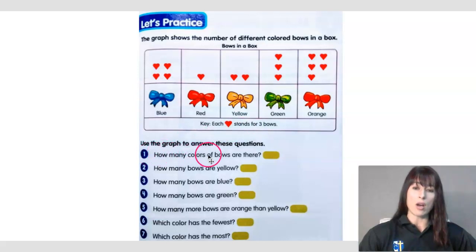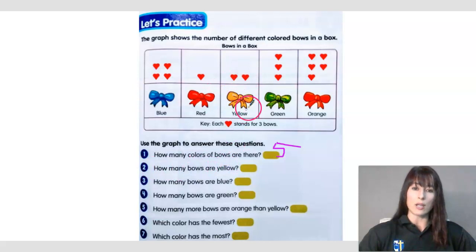Number 1, how many colors of bows are there? Okay, how many colors? Well, we have 1, 2, 3, 4, 5 different colors. So we're going to write number 5. And see, right now we are interpreting, we are reading a picture graph. All this information that we're going to be collecting, we can get just from reading a picture graph.